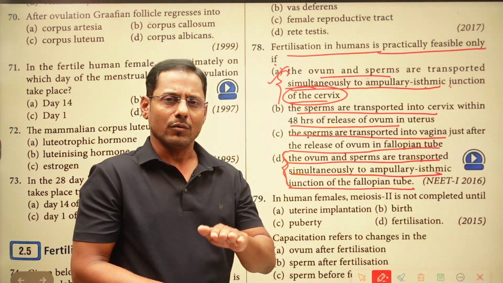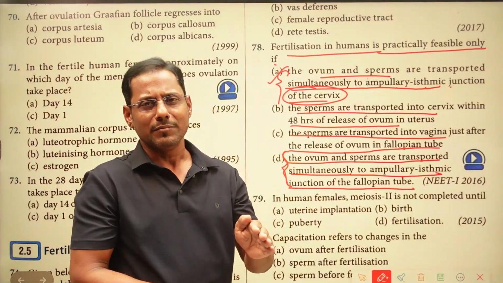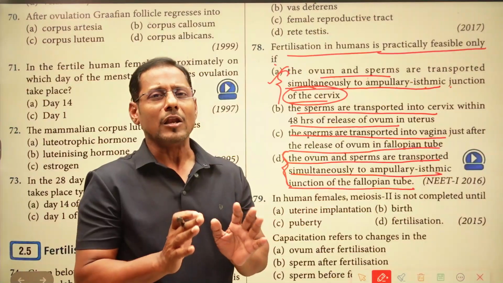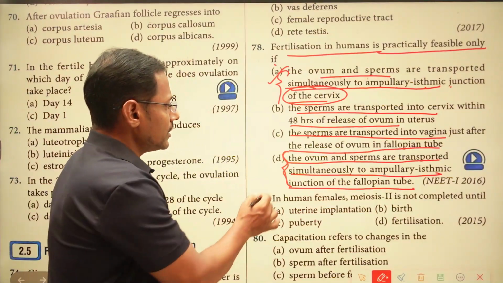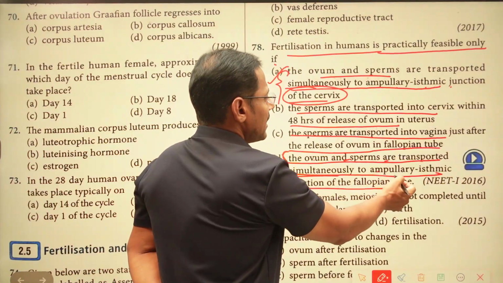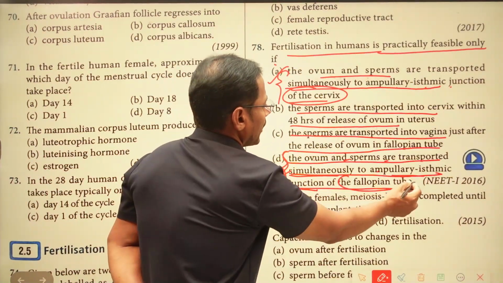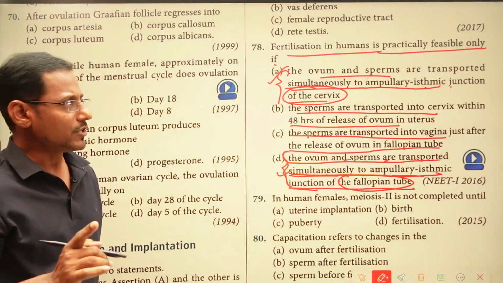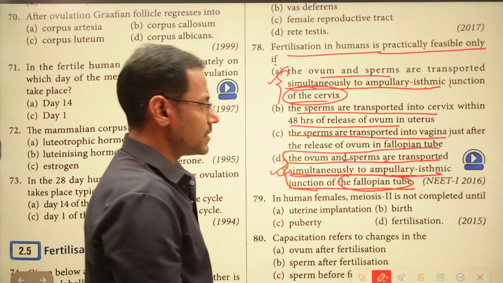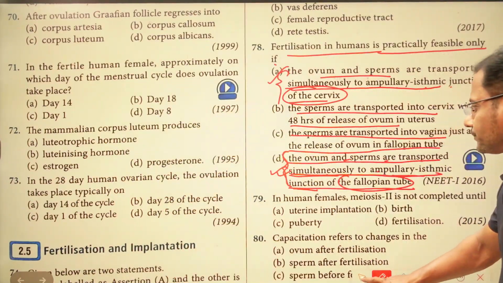So, what is that? Ampulla, isthmus as well as infundibulum. These three are the parts of the fallopian tube, right? So, here this is the right answer. The ovum and sperms are transported simultaneously to the ampullary isthmic junction of the fallopian tube, right? You have to find out the right answer. So, this is the right one. It was asked in NEET 2016.